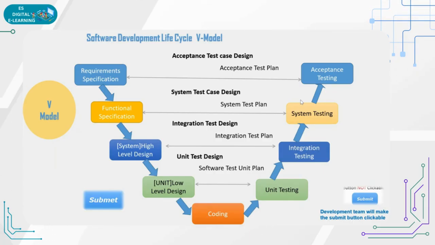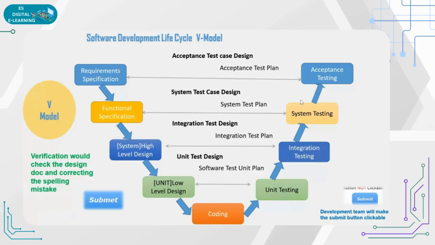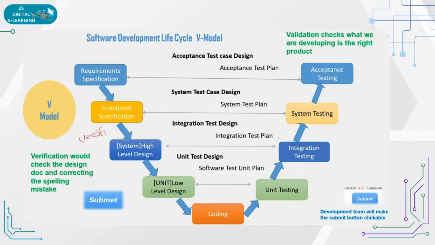It's clear, right, for you all? On the verification side, they will check the document and correct the spelling mistakes. All those will be verified from the verification side. So this is the verification, and this is the validation. Validation checks whether what we are developing is the right product or not. Verification is checking the design document and correcting the spelling mistakes. So whatever the previous definition is, you can now go through that definition.